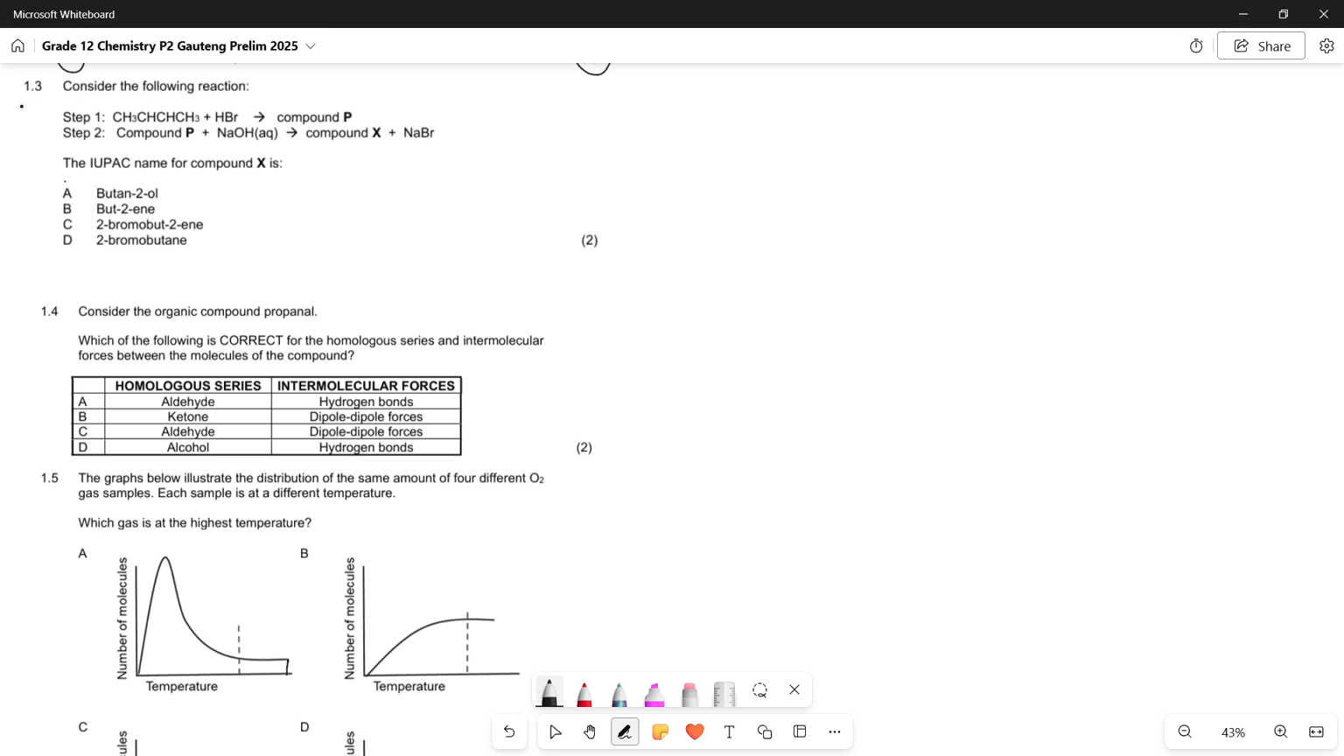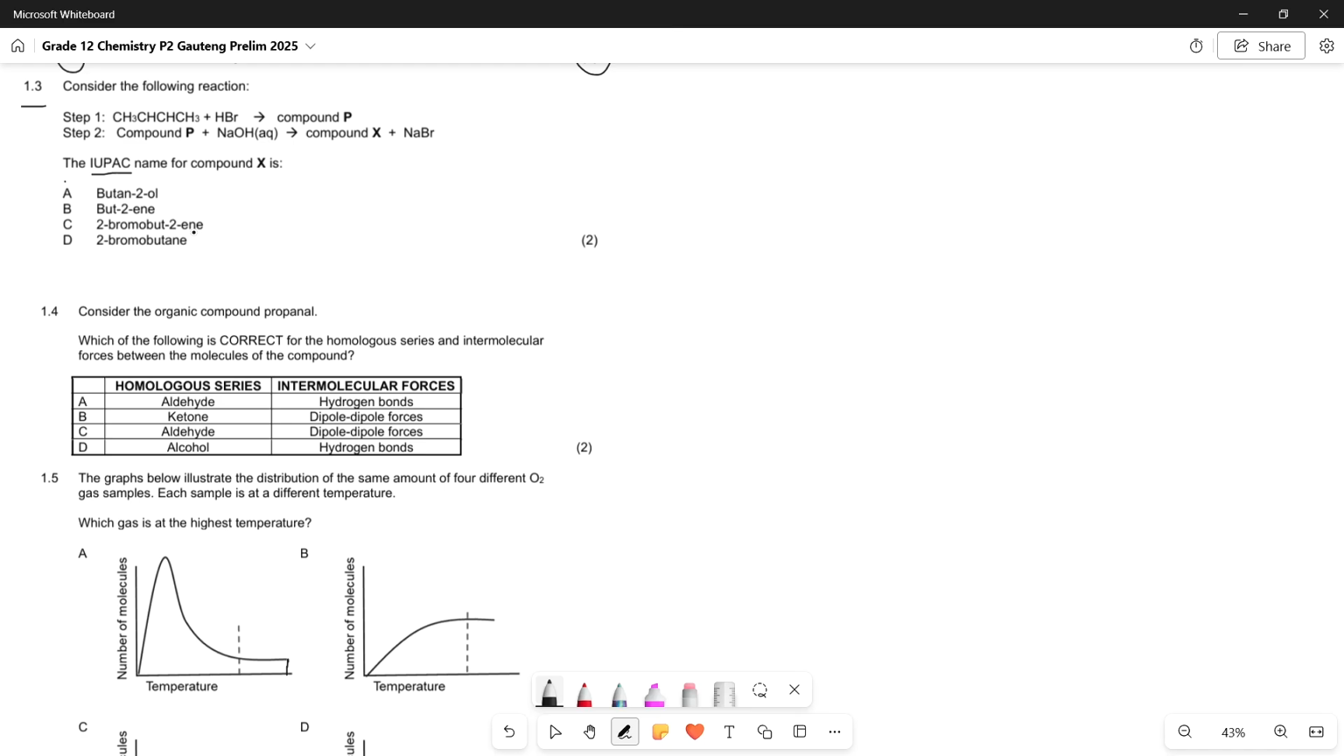And then 1.3 says, consider the following reaction. So we have step 1, we have a CH3, CH3 plus HBr, and that goes to compound P, and then compound P is taken in step 2, compound P plus NaOH goes to compound X plus NaBr. So they want the IUPAC name for compound X, and we have a couple of options here. We have A is butan-2-ol, B but-2-ene, C 2-bromobutene, and D 2-bromobutane.